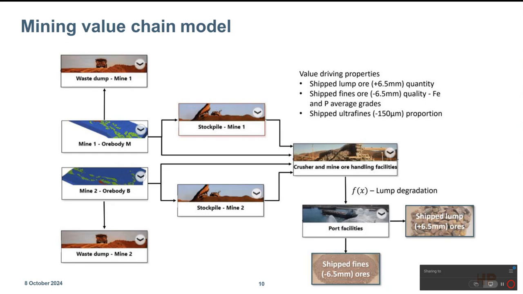But during that transportation process, there's a degradation of the lump product that happens. So we lose some of the lump product, which degrades to the fine product, and that requires processing before shipping, and we don't see the quantities of that premium lump product by the time it gets to our customers. And that is modelled in the mining value chain using a transfer function between the mine and the port.